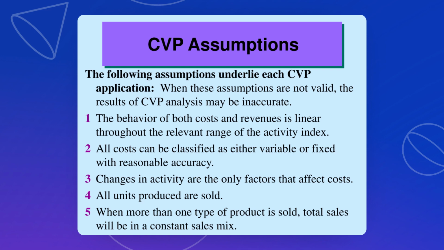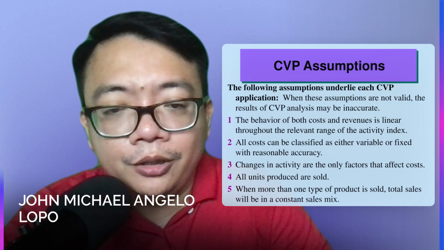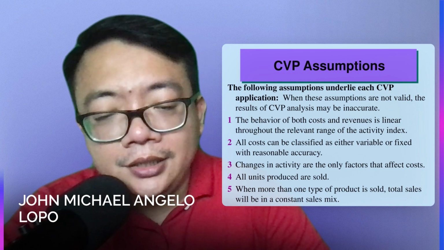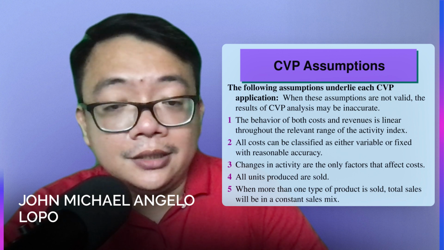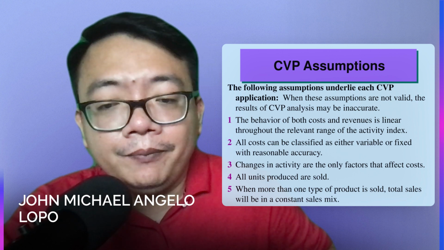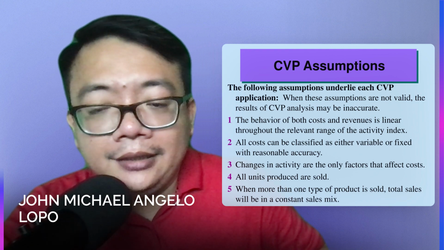The following are the assumptions that underlie each CVP component or application. Number one, the behavior of your cost and revenue should be linear throughout the relevant range of the activity index. Number two, as discussed, all costs can be classified as either variable or fixed. Number three, changes in the activity level are the only factors that will affect your cost, meaning only the sales. Number four, all units produced are sold. So everything we produce should be sold.